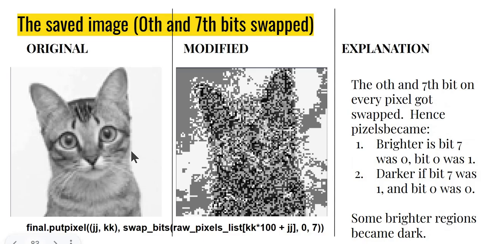In fact, we can do more exotic things as well. So here, with pure bitwise operators, I've just said, let me go and swap the 0th and the 7th bit of every pixel. And this is actually quite interesting, because now we can see the outline of the cat, but the whole thing is quite highly randomized. Basically, some pixels have become brighter, some have become darker.